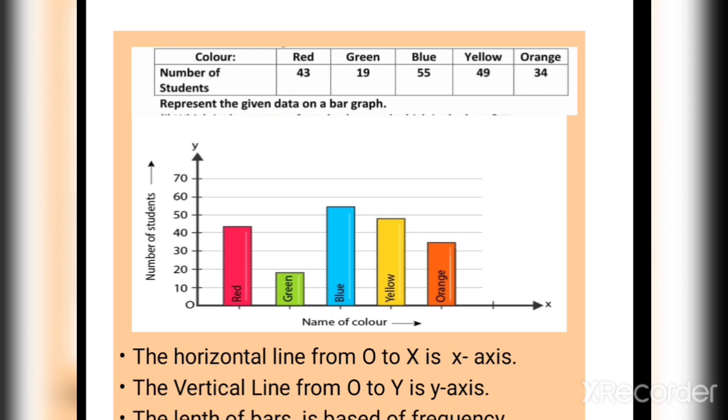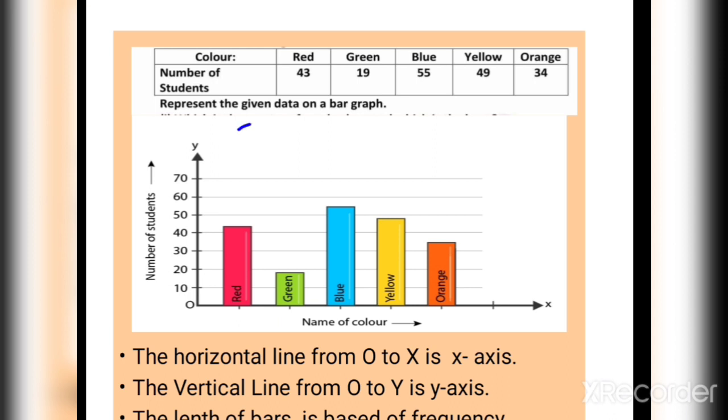Here a table is given to us where the color and the number of students who like the color are given. Now we have to represent the given data in a bar graph. You can see the horizontal line starting from O to X is the x-axis, and the vertical line starting from O to Y is the y-axis. Here the x-axis represents the name of the color and the y-axis represents the number of students.